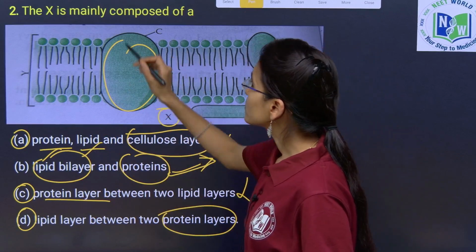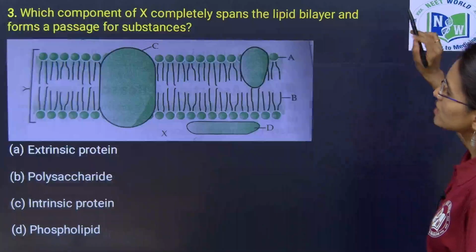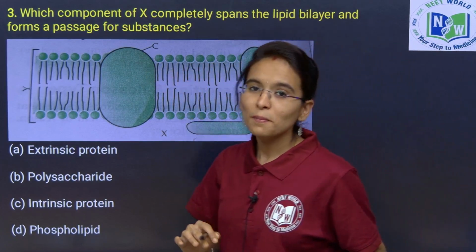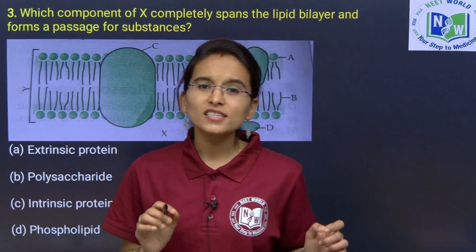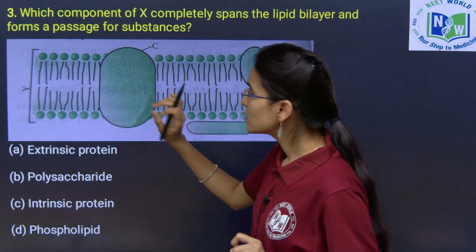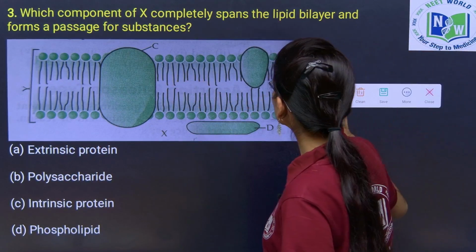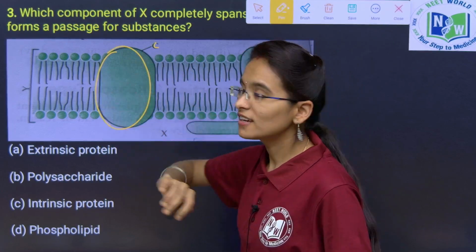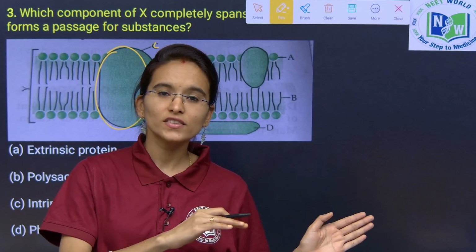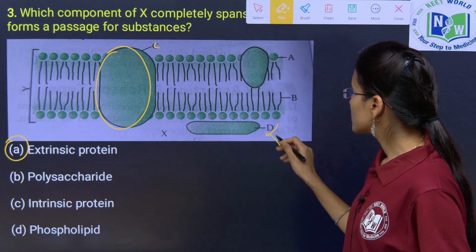The X is mainly composed of the phospholipid bilayer and the proteins. Next, coming towards question 3: which component of X completely spans the lipid bilayer and forms the passage for the substances, involved in receiving the substances from the outside and transporting them to the inner environment? Proteins. Which proteins are they? Intrinsic proteins. Clear, children? So here C is an intrinsic protein, which is involved in receiving the substances and transporting them from the outside of the cell to the inside of the cell. So the given option extrinsic protein is wrong.